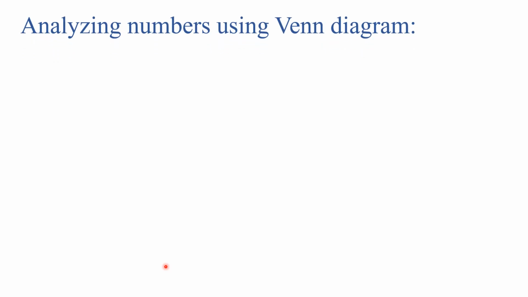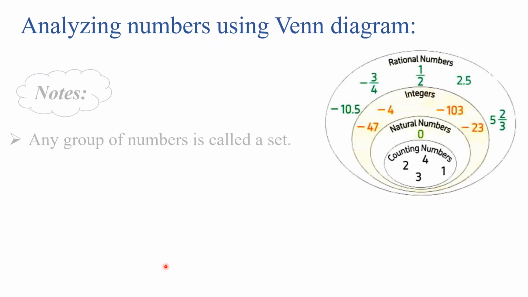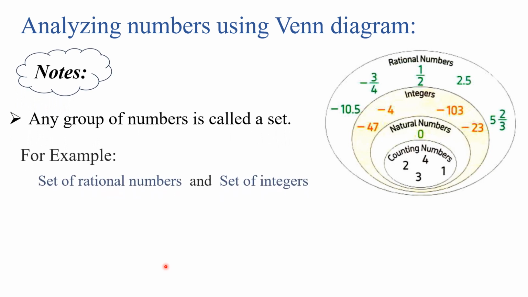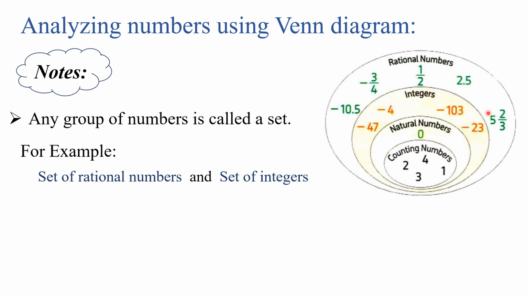Analyzing numbers using a Venn diagram. Note that any group of numbers is called a set. For example, the set of rational numbers contains integers, natural, counting, and decimal or fractions. Also, we have the set of integers which contains counting, zero, and negative numbers.